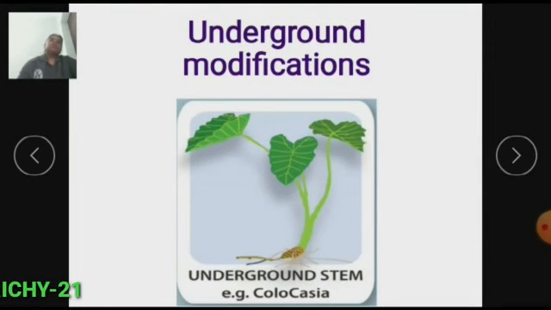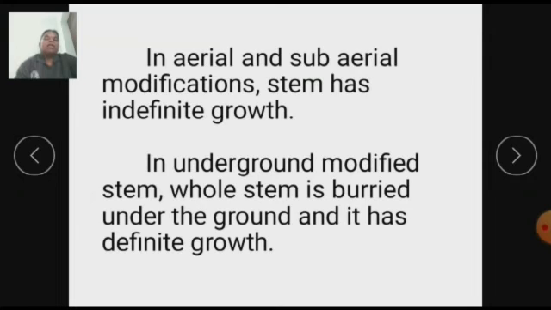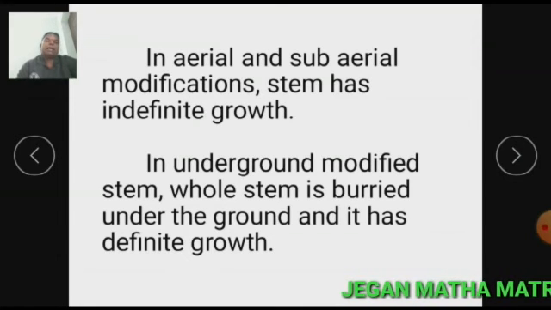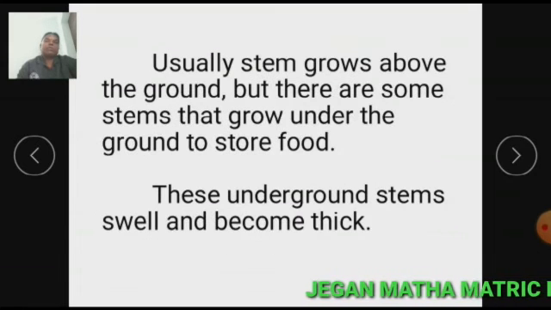Next, we learn about underground modifications of stems. Colocasia, ginger, turmeric, onion are some examples of underground modifications of stems. In aerial and subaerial modifications, stem has indefinite growth. In underground modified stem, whole stem is buried under the ground and it has definite growth.